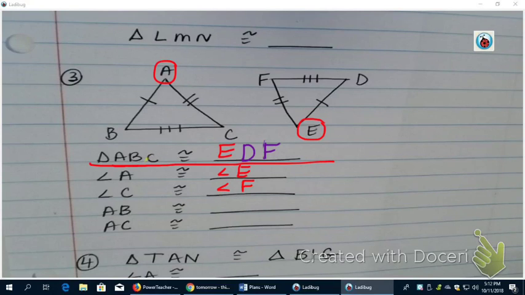Alright, next it says A and B. So A and B is first right there, so the first two that are next up there are E and D, so that must be E and D. Next it says A and C. Well, A and C are right there, the first and the last. Well, the first and the last, when I look at it here, are E and F, so that must be E and F. So when you match up the parts, you're just always looking at how to match up each little piece.